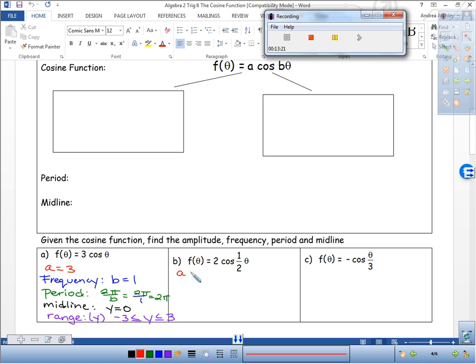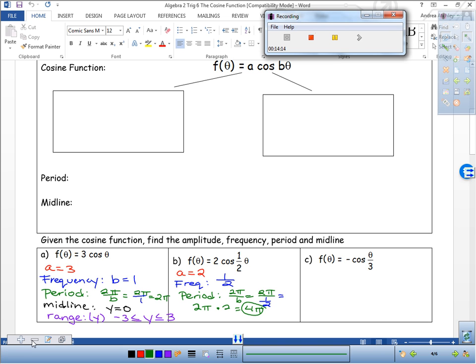Class, what's the amplitude? Class, the frequency? Very good, 1/2. Okay, so let's review how to do the period when we have fractions. It's 2 pi divided by 1/2, which equals 2 pi times the reciprocal of 1/2, which is 2 over 1, or 2. So 4 pi is the period.